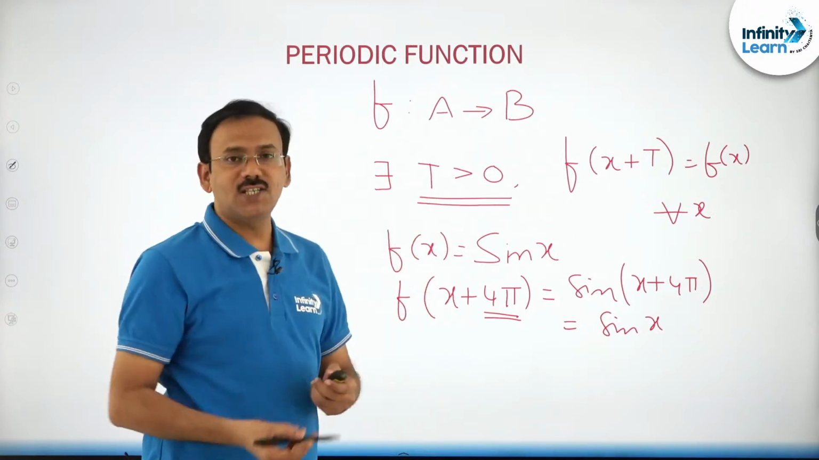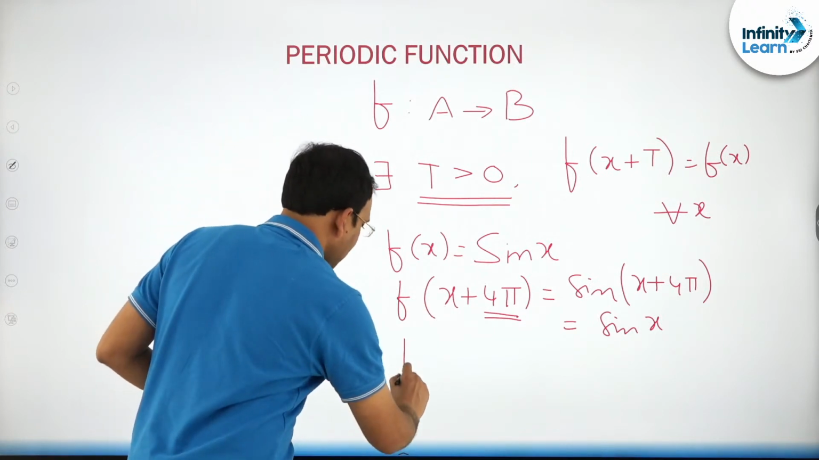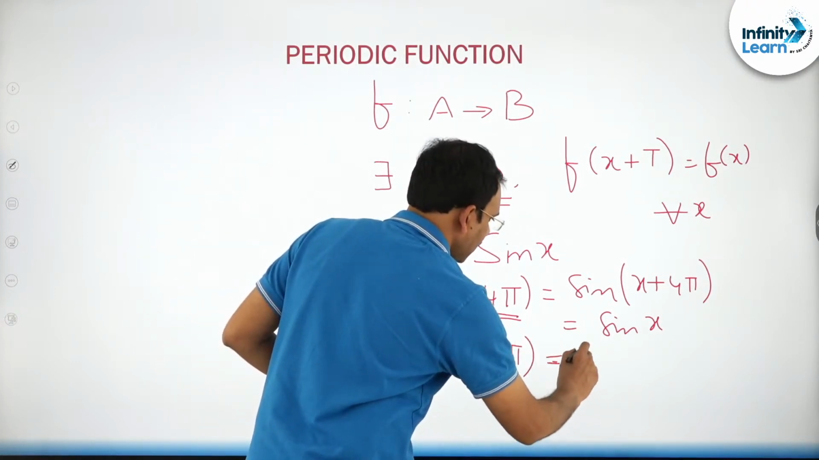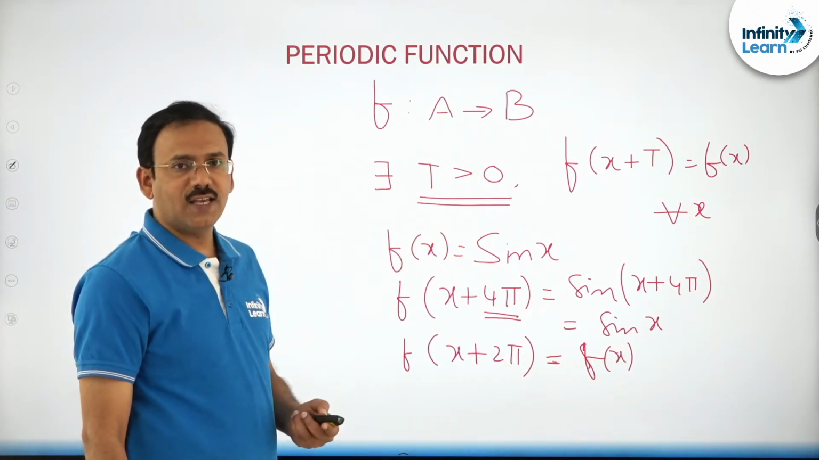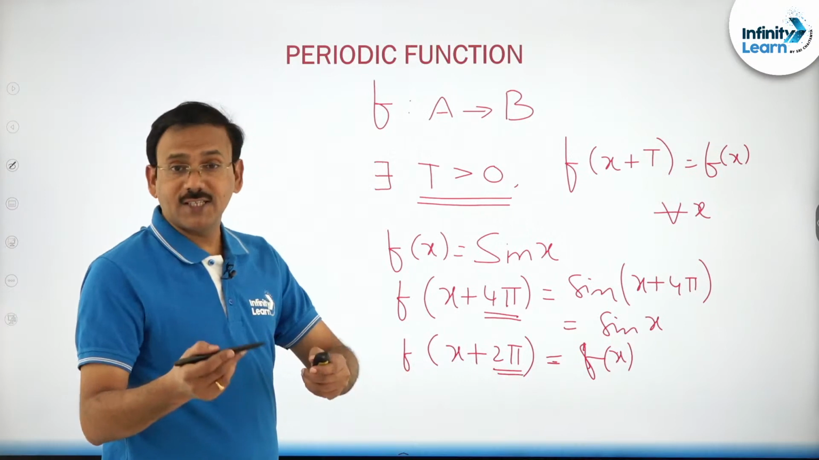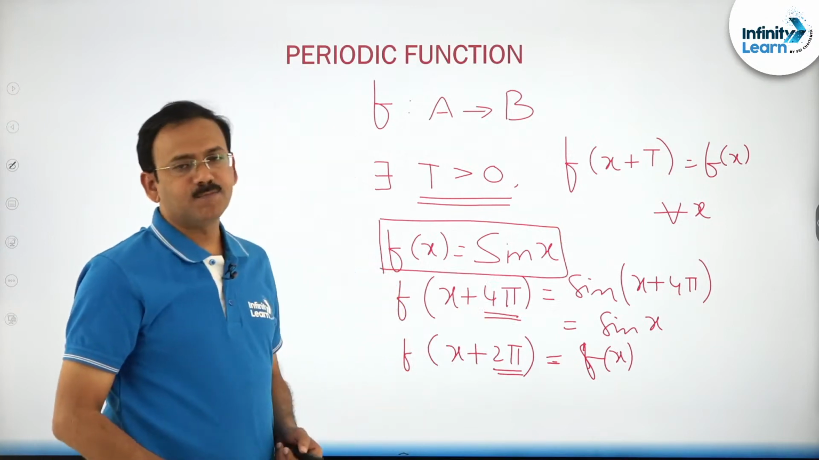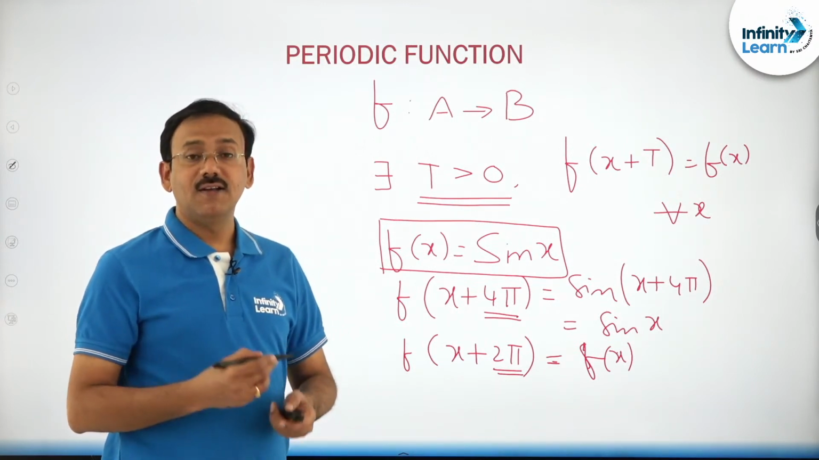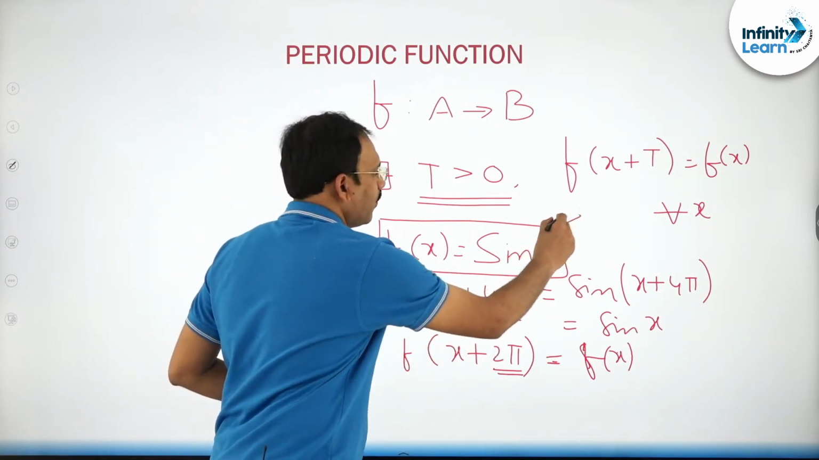Such least positive t is called the fundamental period of this particular function. For example, for the same function, f of x plus 2 pi is also f of x. Am I correct? And we can't find a number less than 2 pi such that f of x plus t is f of x. So, for the function sin x, 4 pi is a period, 6 pi is a period, 8 pi is a period, even 2 pi is also a period, but the fundamental period, or simply what we call the period, is nothing but 2 pi.